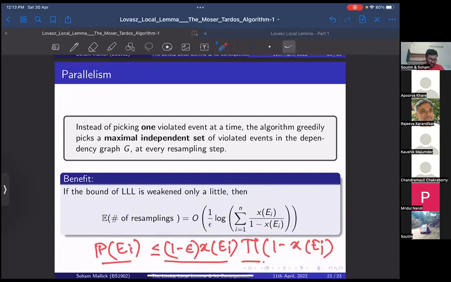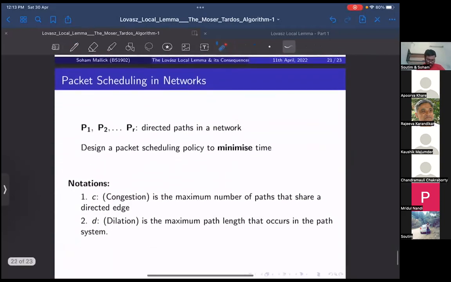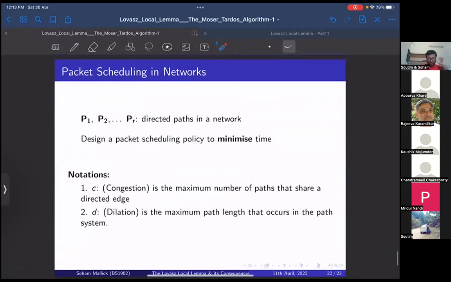So I will just discuss one more application of the LLL that has been used in packet scheduling, which essentially uses the Moser-Tardos algorithm to find the suitable omega. So what is packet scheduling in networks? This is quite a modern application and a lot of work has been done. So we have certain things called packets. Packets are just, you can think of as information. We have a certain graph, and associated with the graph are some packets.